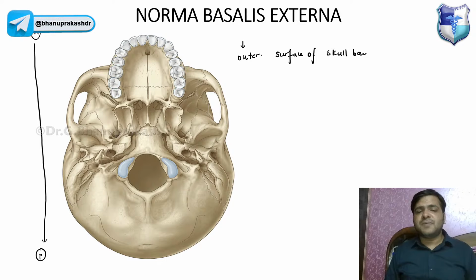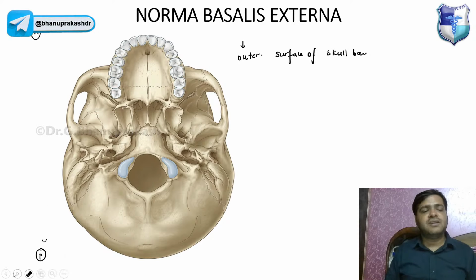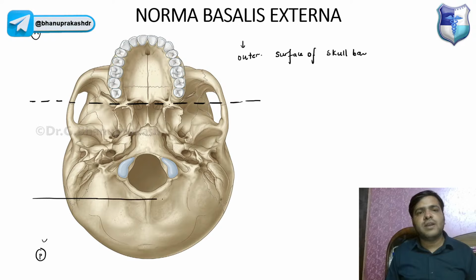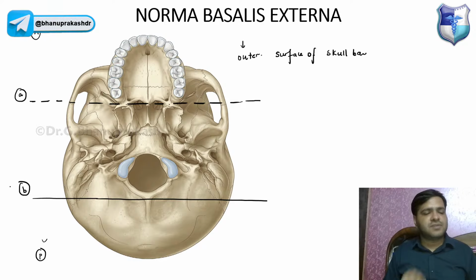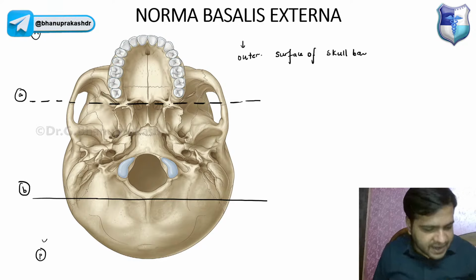Now for descriptive purposes guys, the Norma Basalis externa is divided into three parts by two lines. These are two imaginary lines that I am drawing right now, and I will be studying this Norma Basalis externa over here only. One is passing like this and one is passing like this. You are going to tell me which is the anterior line and which is the posterior line.